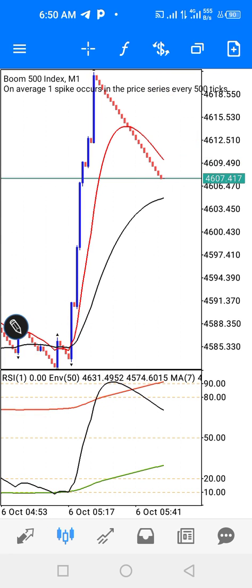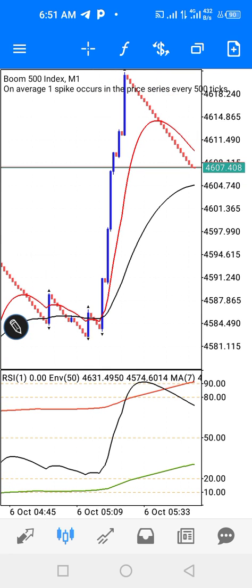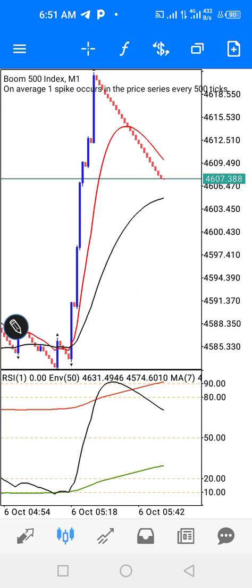And now the beautiful part of it is that the same thing is applicable, right? You can also take the reversal pattern of this. So that's why I told you it's a two-edged sword. You can use it to trade the spike, and you can use it to trade the reversal on Boom and Crash.